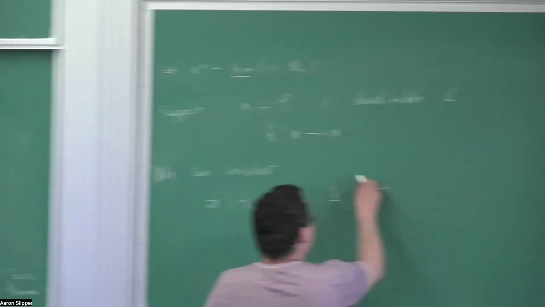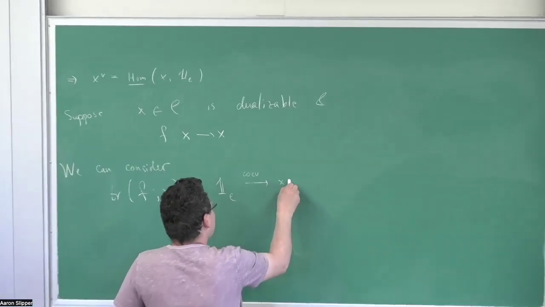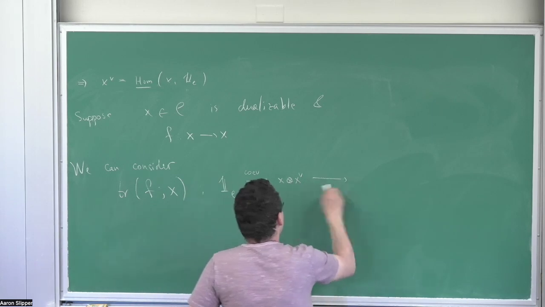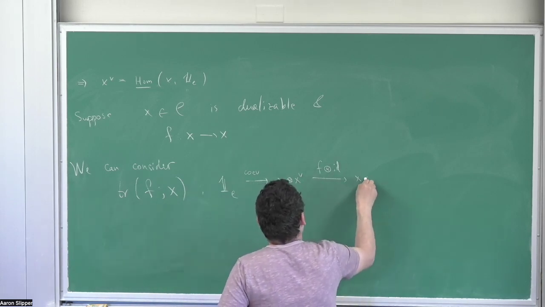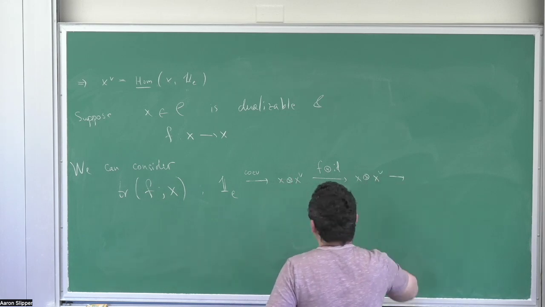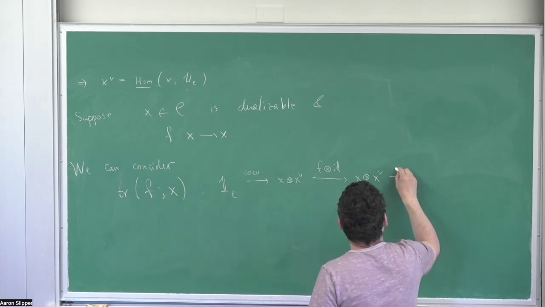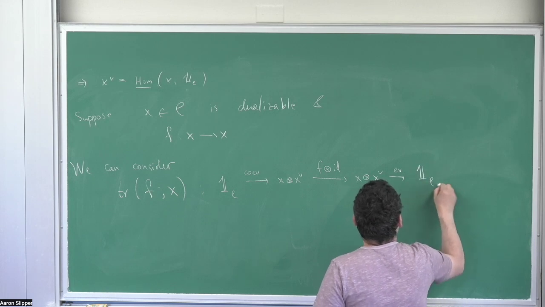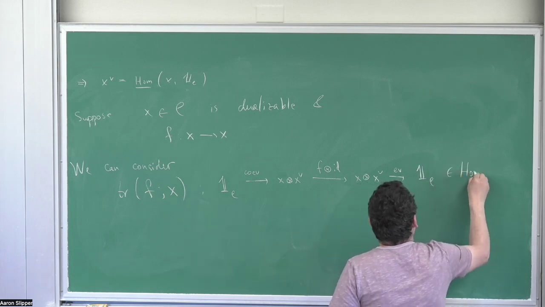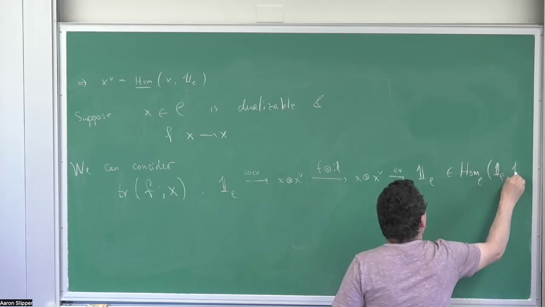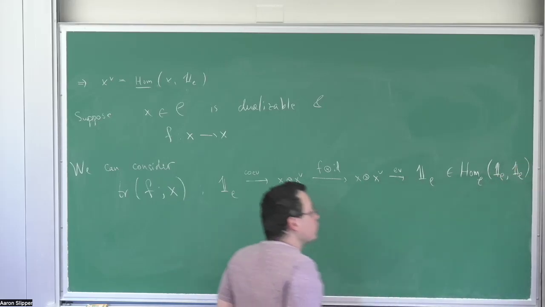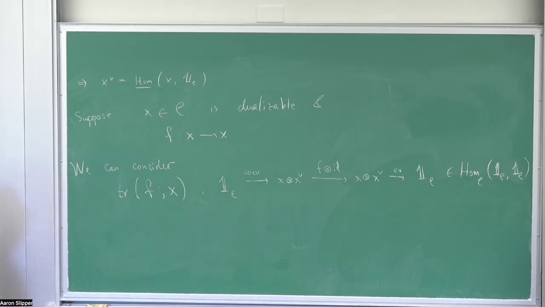So we do the co-evaluation map, followed by F tensor identity, followed by the evaluation map back to the unit. So the trace is an element of endomorphisms of the tensor unit. Why is this called the trace? Okay, so this is kind of the most basic setup.